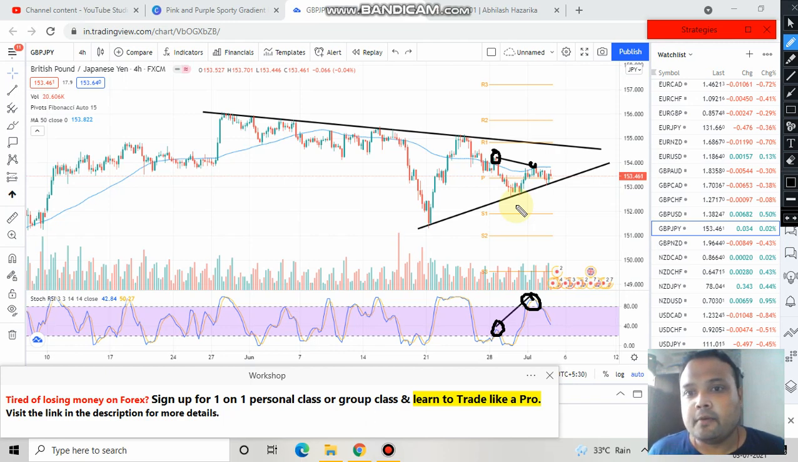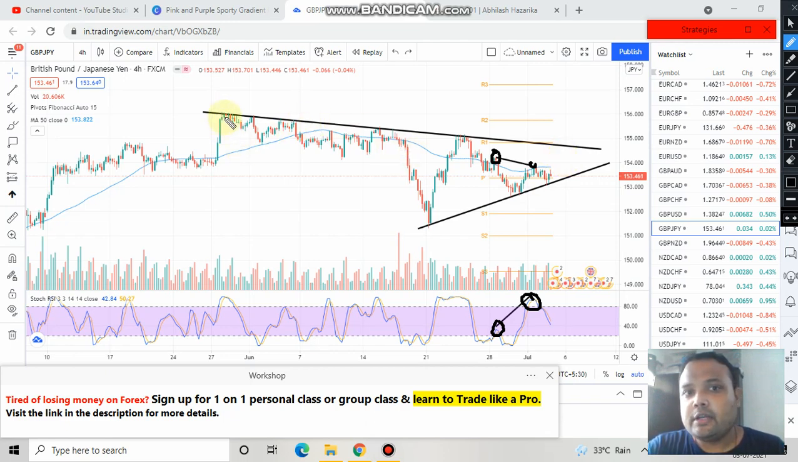But here we can see that after this divergence also there was not much movement in the market; rather, it tried to go down. But there was not much movement, so the moves were not very satisfactory.